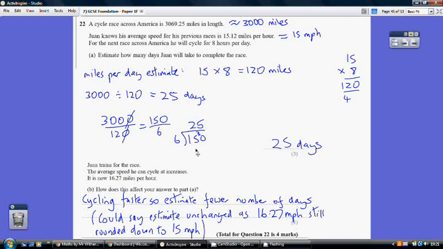However, what you could have said was, if it was 16.27 miles per hour, I would still round that to being 15 miles per hour when I was doing my estimate. If you've rounded this to 15 miles per hour, that's exactly what we did up here anyway. So if you were following that through, your estimate would still come out at 25 days. So an alternative answer is to say your estimate would be unchanged, as 16.27 miles per hour is still rounded to 15 miles per hour. It's completely up to you. You can either say that you'd estimate a fewer number of days, or that your estimate would be unchanged.